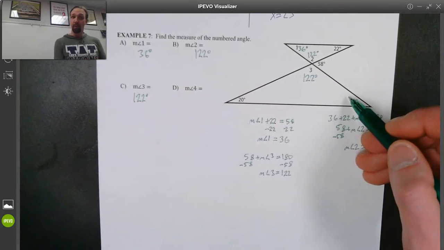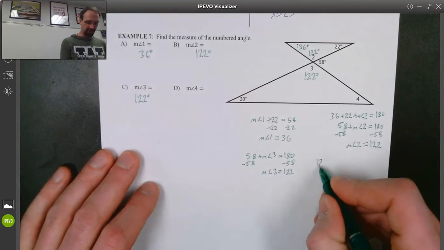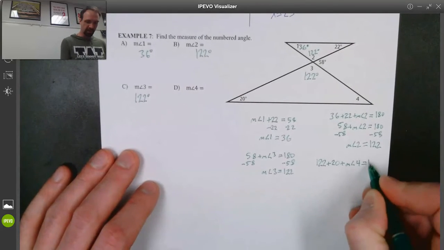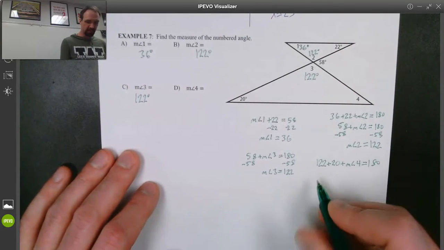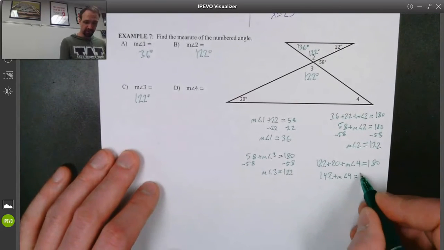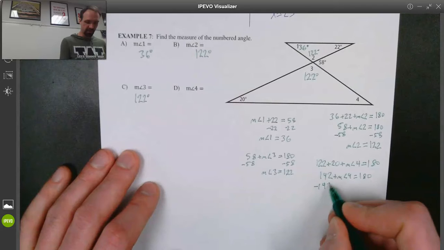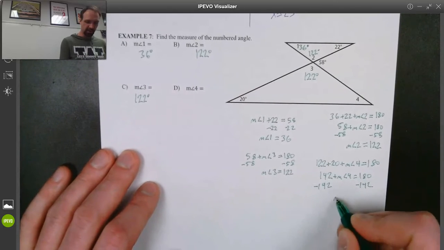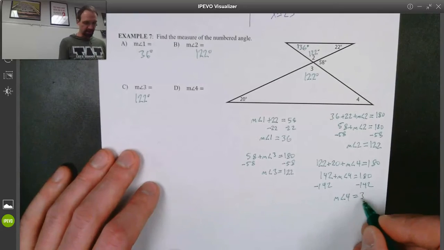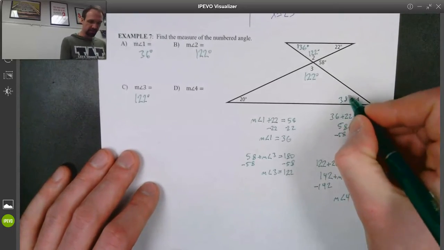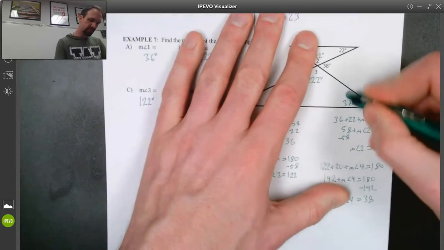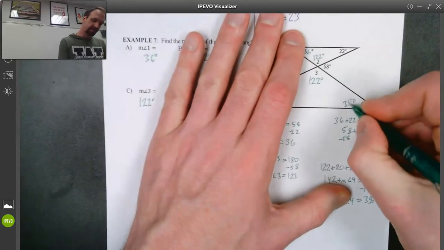So now that I know that this is 122 degrees, I can use that information to get the measure of angle 4, because 122 plus 20 plus the measure of angle 4 needs to be 180. So those are 142 plus the measure of angle 4 equals 180. Subtract 142 off from both sides, and you get the measure of angle 4 is equal to 38. So 38 degrees.